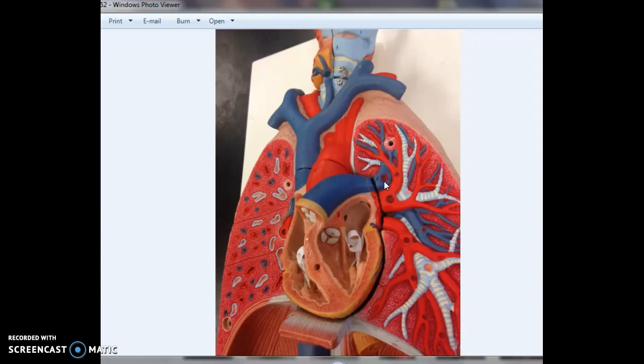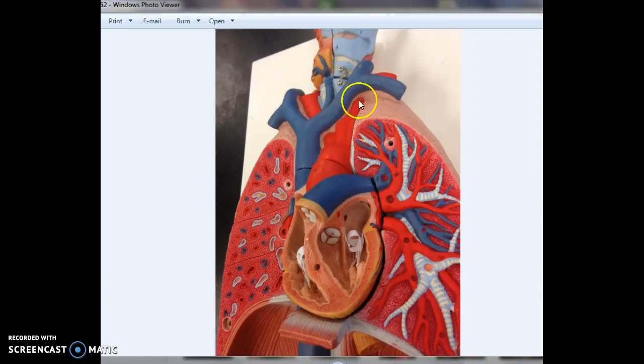This is the left pulmonary artery. It's an artery because it goes away from the heart. These are the pulmonary veins going back to the heart. So the arch of the aorta, the first branch is the brachiocephalic artery going up to the neck, and it branches to the right carotid and right subclavian.